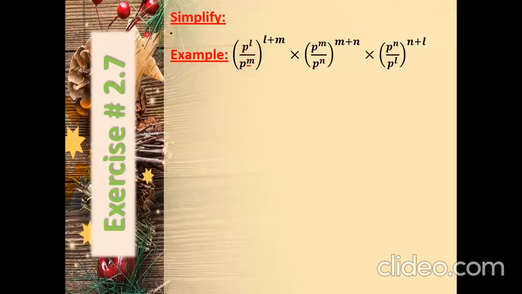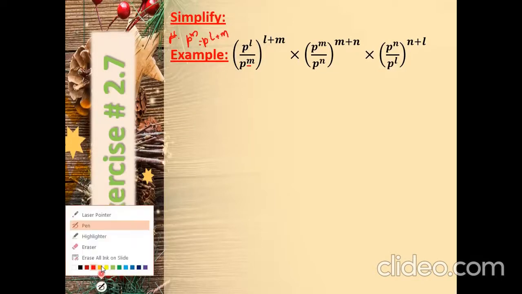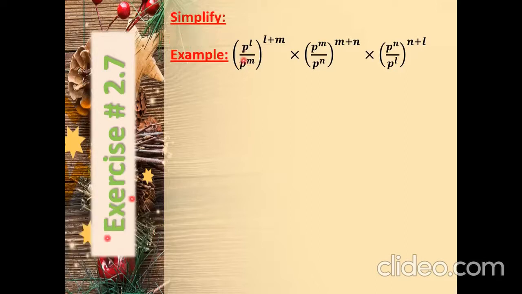Remember, if the bases are the same and they are multiplying with each other, just suppose you have P to the l times P to the m, you will add their powers. That will be P to the l plus m. Now, what is the criteria for division? If the bases are the same and they are dividing, you will subtract their powers. You will take the same base, write P only one time, and then subtract the power. It will become l minus m.